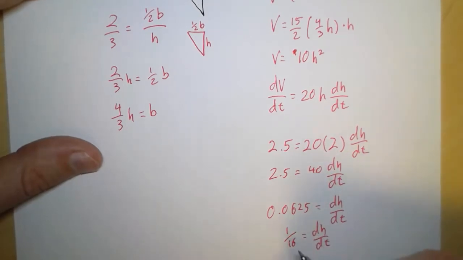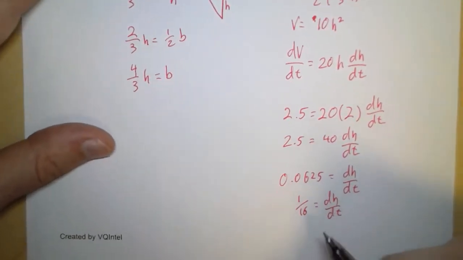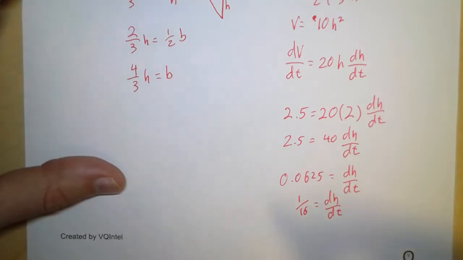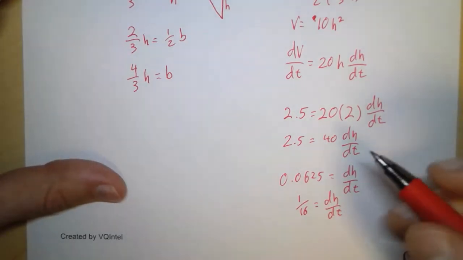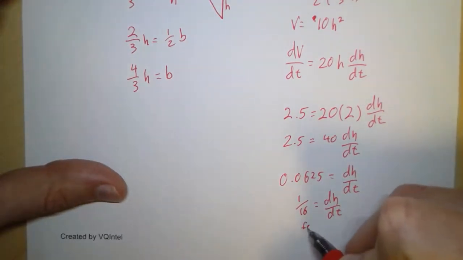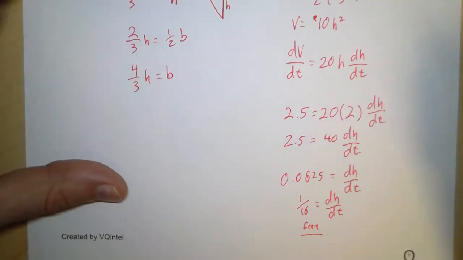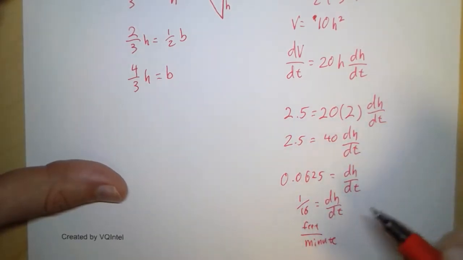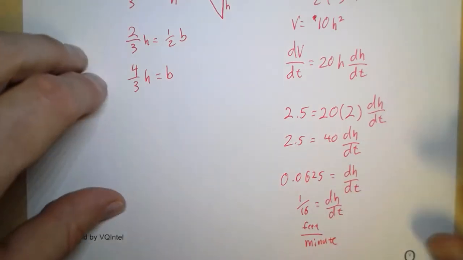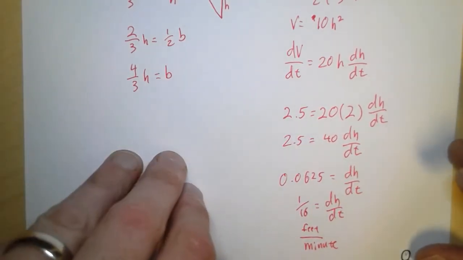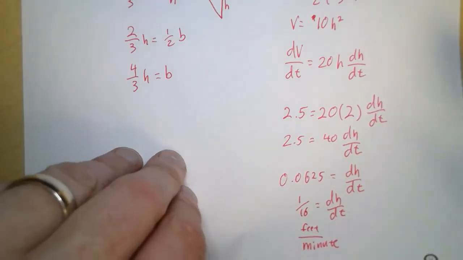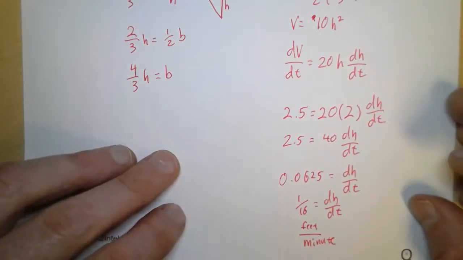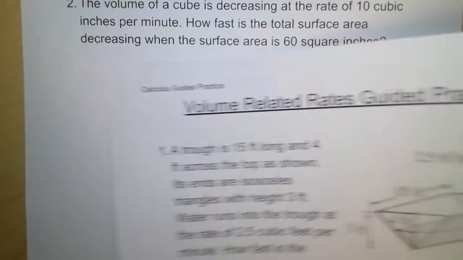Because this is a rate, and because we have units, we want to include the unit here. Height is measured in feet, and time here is measured in minutes. So the height at that time is rising at a rate of 1/16 of a foot per minute. Okay, let's look at the next one.